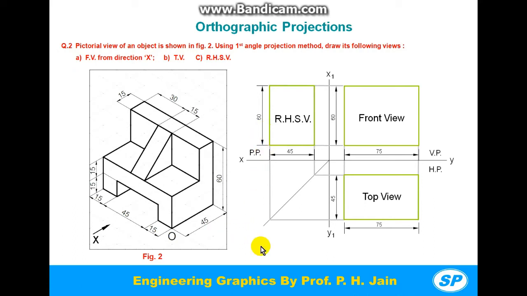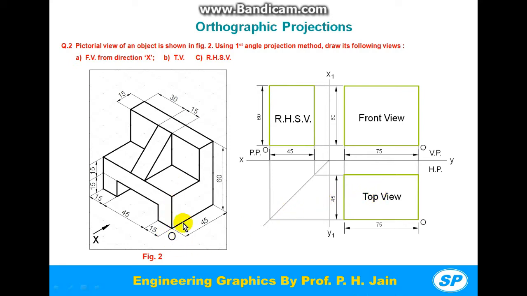You can see same dimensions from right hand side. From right hand side, the overall length is 45 mm width and height 60 mm. So in this way, we have to construct the rectangular blocks in each view. These rectangular blocks must be drawn with thin lines only.